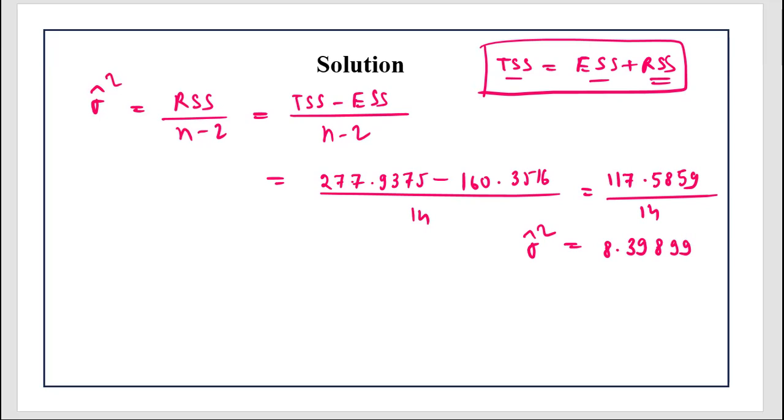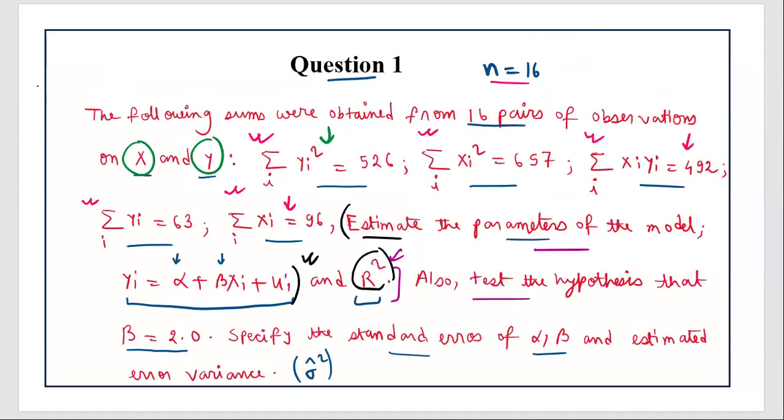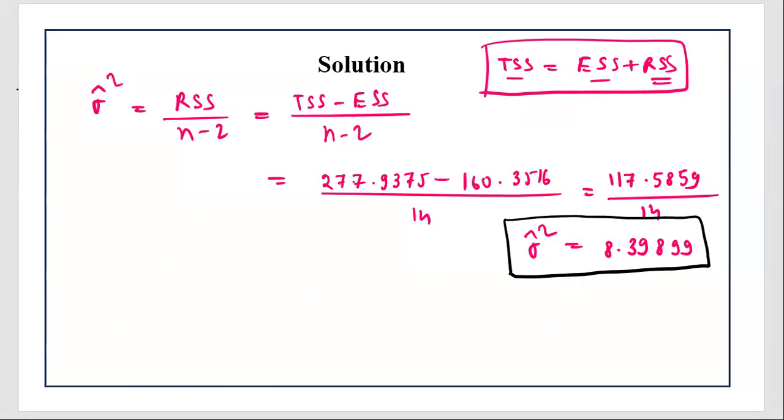This was one of our questions in the problem that we are solving, that what will be the error variance. See, what will be the error variance? So the error variance we have already found out. This will come out to be something like 8.39899. This will be the estimated error variance.